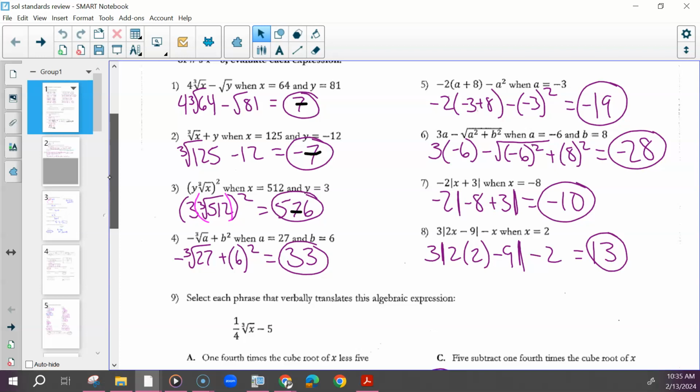So number 1 was 7. 2 was negative 7. 3, 576. 4, 33. 5, negative 19. 6, negative 28. 7, negative 10. 8, 13. Can you say what 2 was again? 2, negative 7.